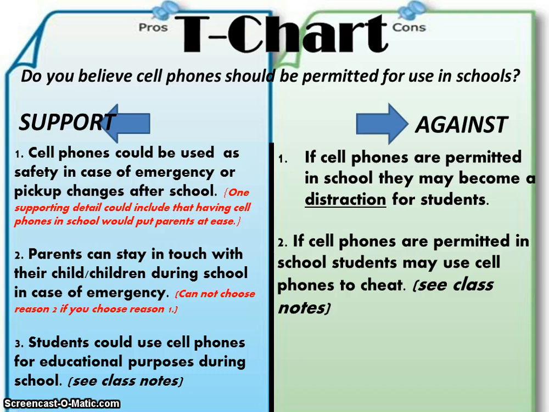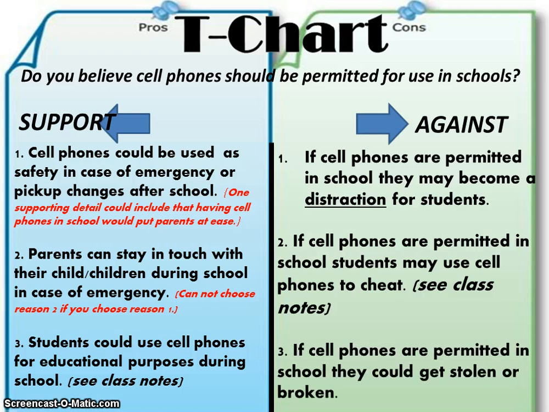Remember, you have access to Google, you have access to the internet, you have access to your own notes on your phone and pictures. And some of you also said, if you were against having cell phones in the classroom, that if cell phones are permitted in school, they could get stolen or they could even be broken. And that's a liability not only for you, but a liability for your parents as well.